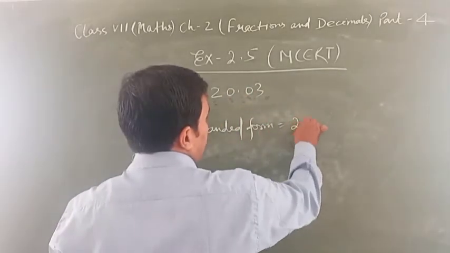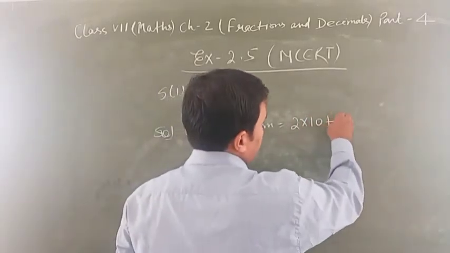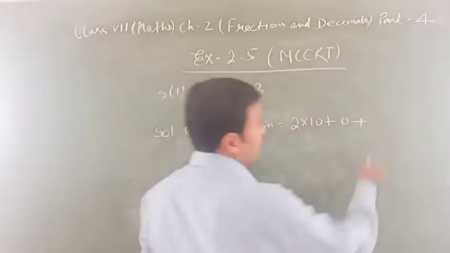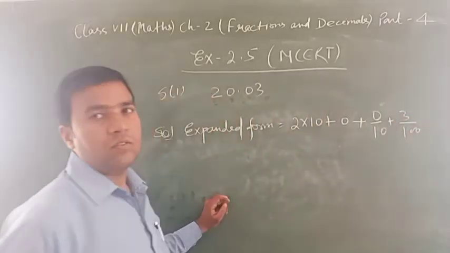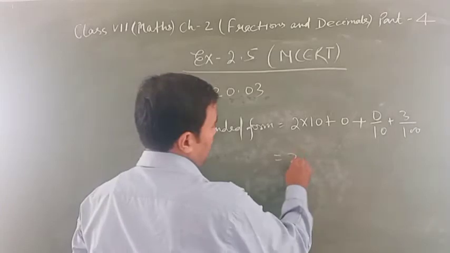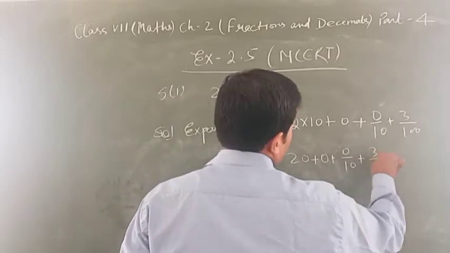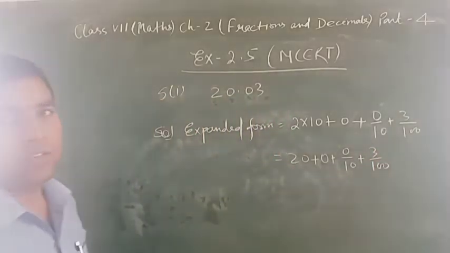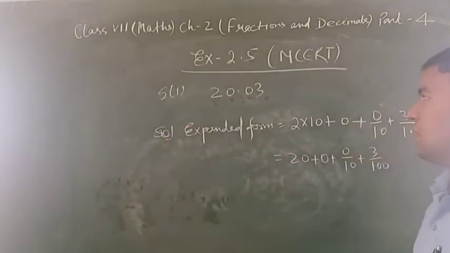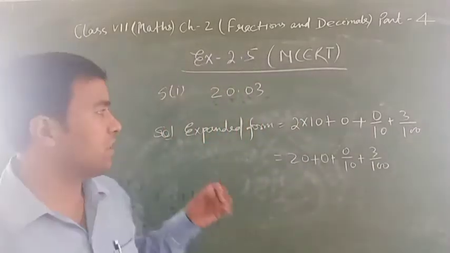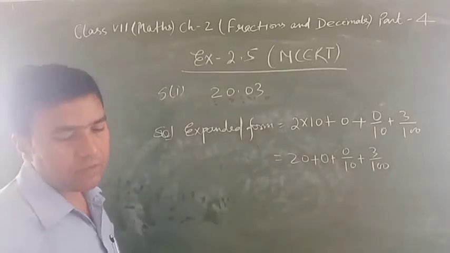So 20 means 2 into 10, in the 10s place, plus 0 in the 1s place, plus 0 by 10 plus 3 by 100. Clear? It is the expanded form. If a number is given in decimal form and you are asked to write it in expanded form, you can write it like this. Clear?